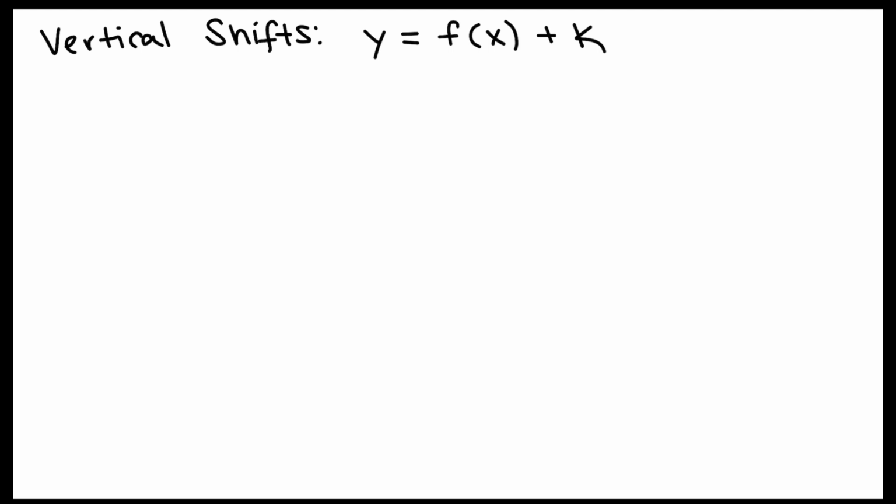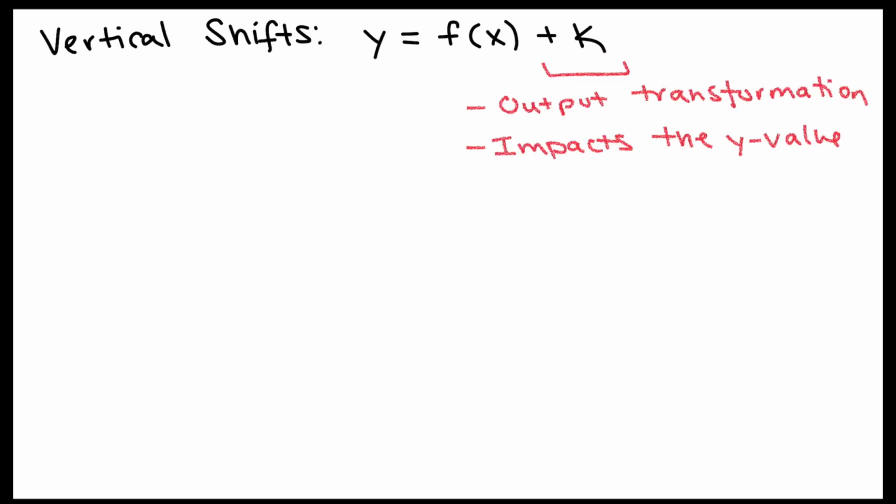So we're going to start with vertical shifts. Vertical shifts happen anytime you add or subtract a constant to a function. One thing I'd like to point out here is that when you add or subtract a number to a function, we're doing something that is outside of the function. So this is going to be an output transformation. It's going to impact our y values. I point this out because this is a pattern that's going to hold in this section.